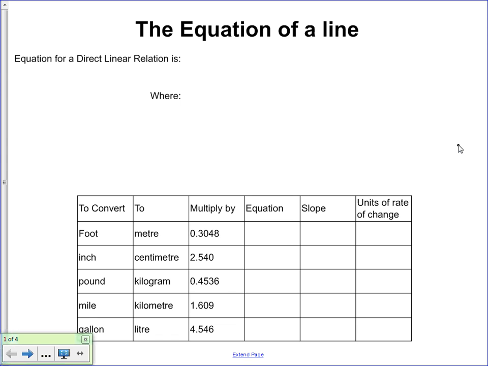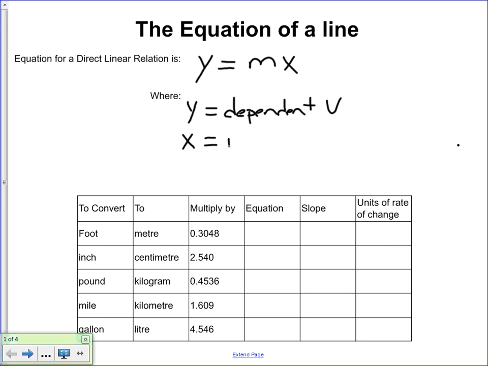So the equation that we're going to use for a direct linear relation is as follows. y equals mx. Now y in this case, remember, is a dependent variable. x represents an independent variable. And m is, of course, our slope. So once we've established a linear relation, we can calculate the slope of that linear relation, and we can set up an equation by which we can measure that or any point in it.